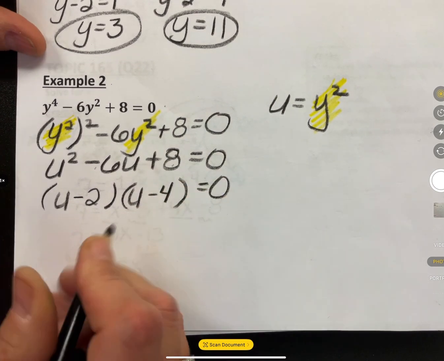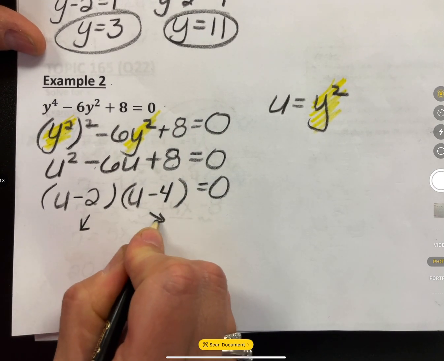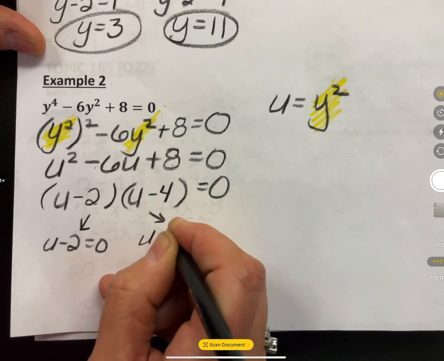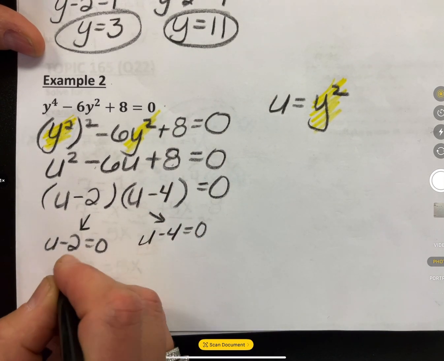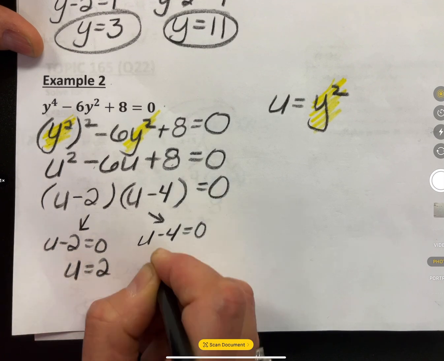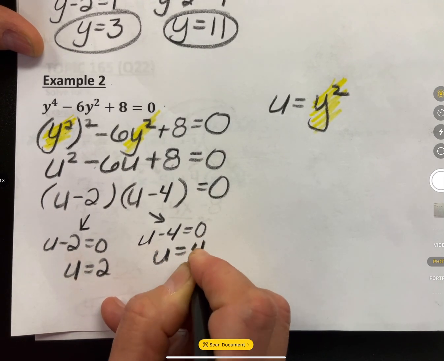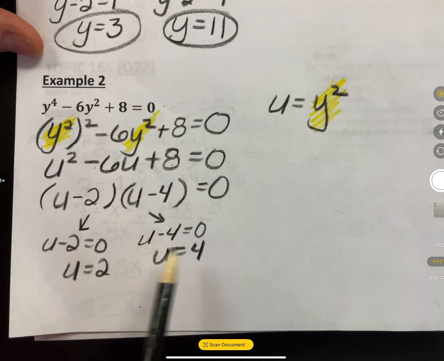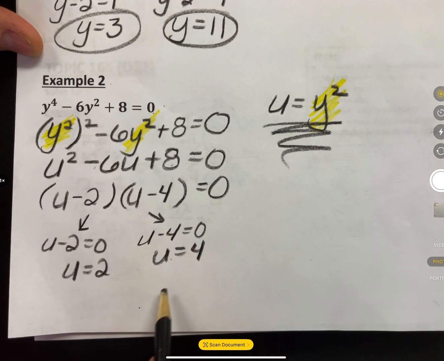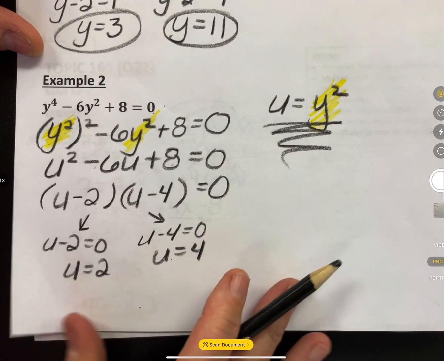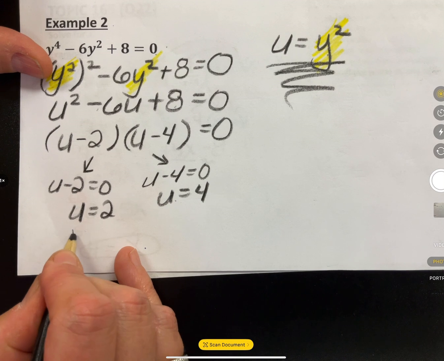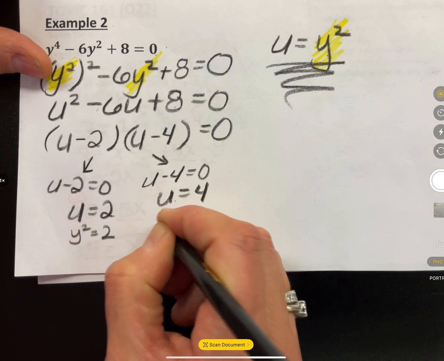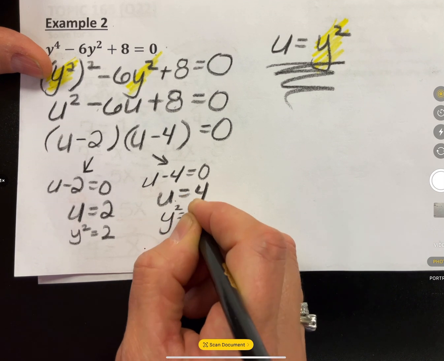Okay, so it's factored. We're going to set each piece equal to 0. Add 2 to both sides, and u equals 2, and u equals 4 when I add 4. But we're solving for y, not for u. So I've got to come back to this and turn each u back into y squared. So this becomes y squared equals 2, and y squared equals 4.